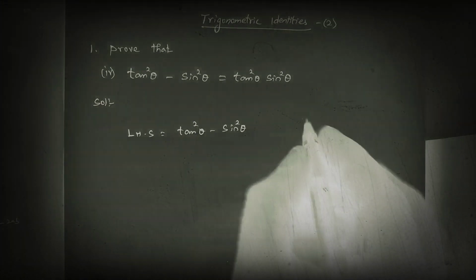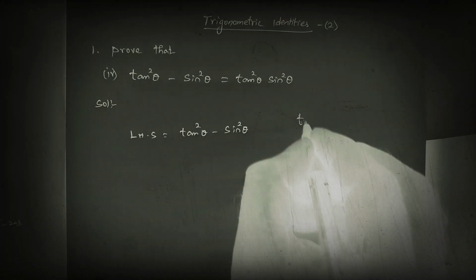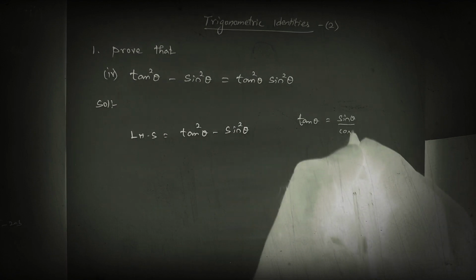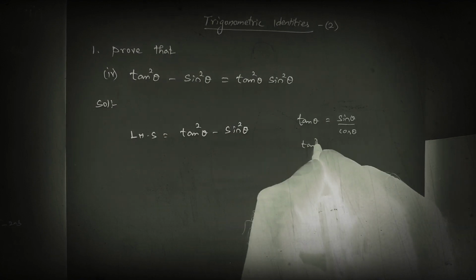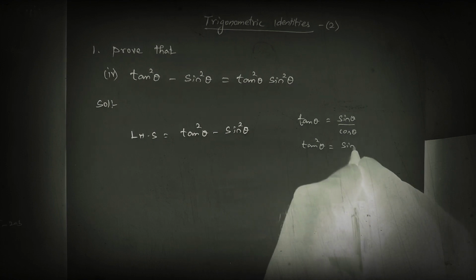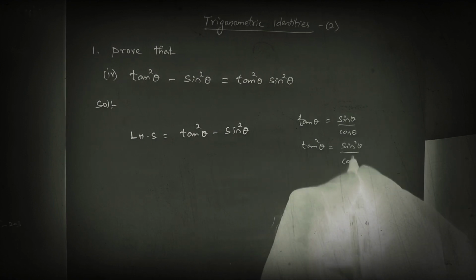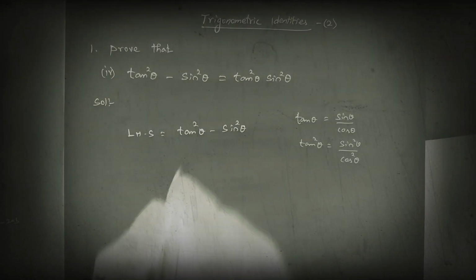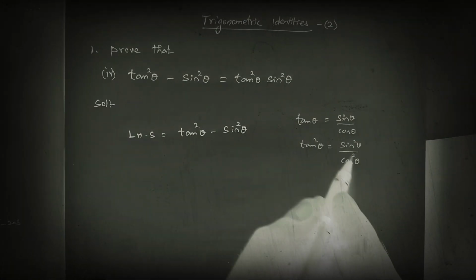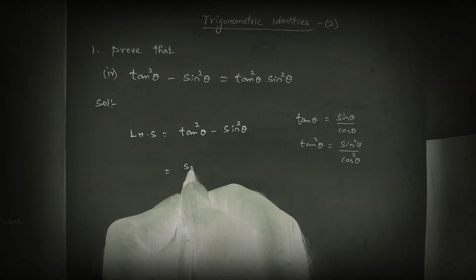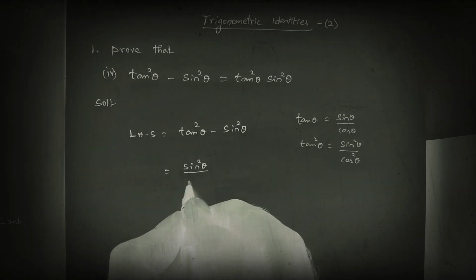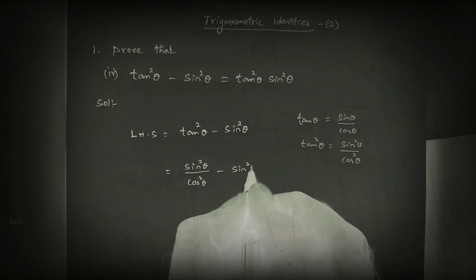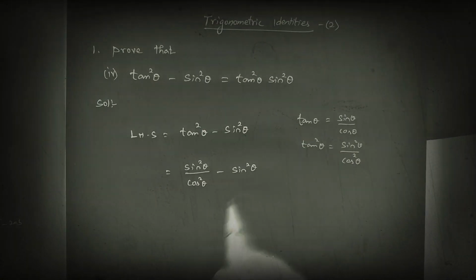So we know that tan theta is equal to sin theta divided by cos theta. So tan square theta is equal to sin square theta divided by cos square theta. I am just going to convert tan square theta into sin square theta divided by cos square theta. So sin square theta divided by cos square theta minus sin square theta. Now it is in the form of a fraction.